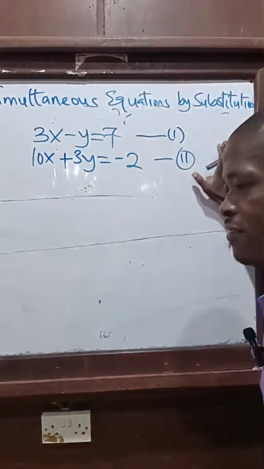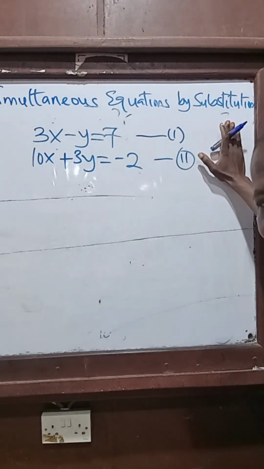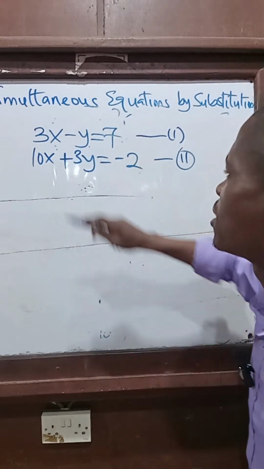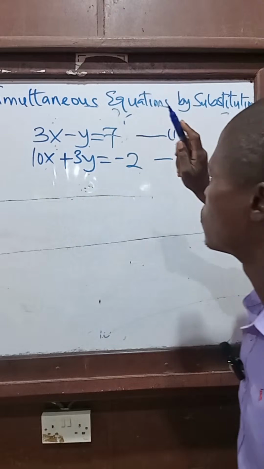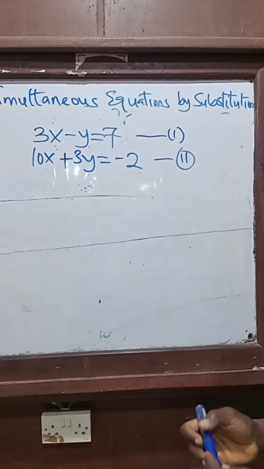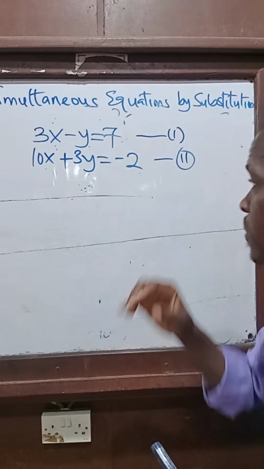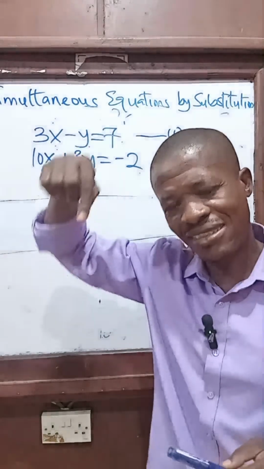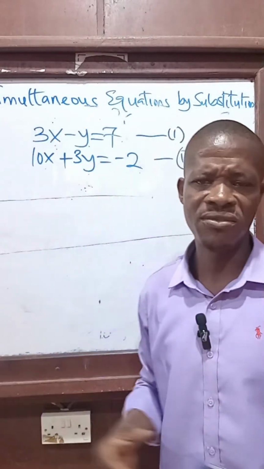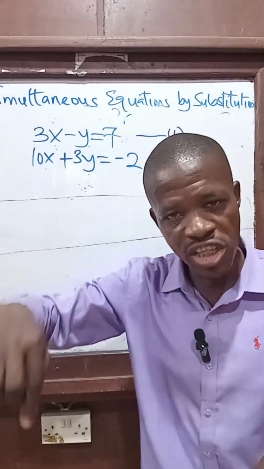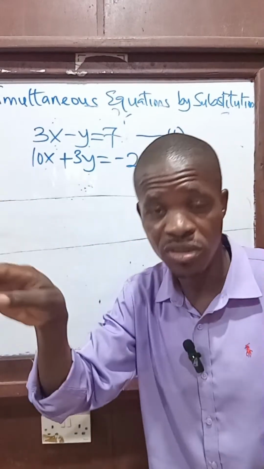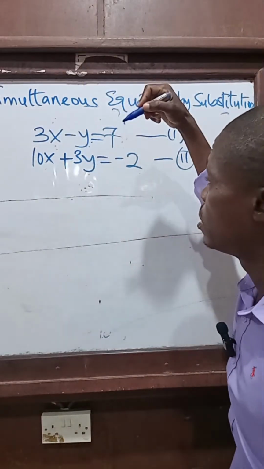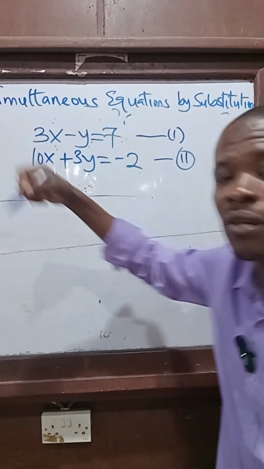So this is what we have. The first equation, the second equation. The first equation is 3x minus y equal to 7. The second equation is 10x plus 3y equal to minus 2. As I said in the first solution, it's easier to look for a variable that has 1 as the coefficient. Look for the equation where one of the variables has the coefficient of 1. So it will be easier for us to make substitution from equation 1.